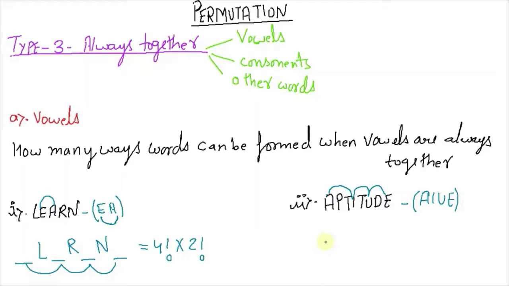Now write the remaining letters, that is P, T, T, D. We can put A, I, E, U at the first place, in between P and T, in between T and T, in between T and D, and at the end, which means there are 5 spaces, which means 5 factorial.